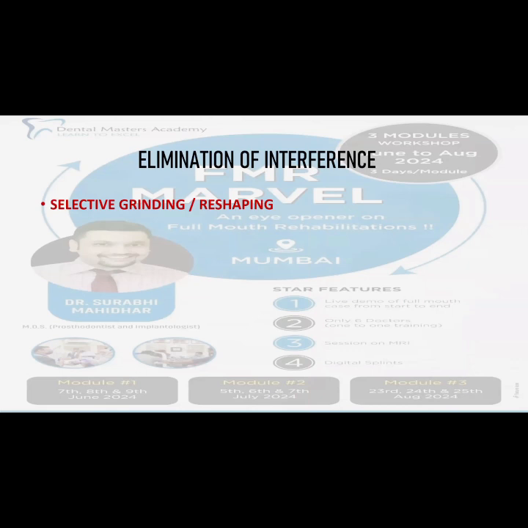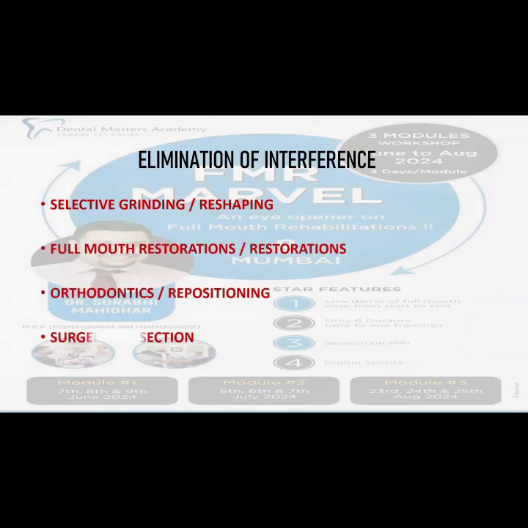So as I just discussed, these are the protocols that we follow to eliminate the interference. We either do selective grinding or reshaping with a burr. We either do full mouth restorations with any kind of restorations. We either do orthodontics or repositioning. Finally, we opt for surgery. That is a different section altogether. Let's not touch that. That comes into orthognathic surgeries and different kinds of resections. Here today, we are talking about the second section, which is your full mouth restorations. So full mouth rehabilitation in the form of restorations is what we are going to discuss now.